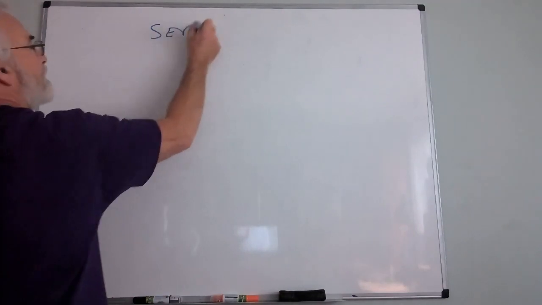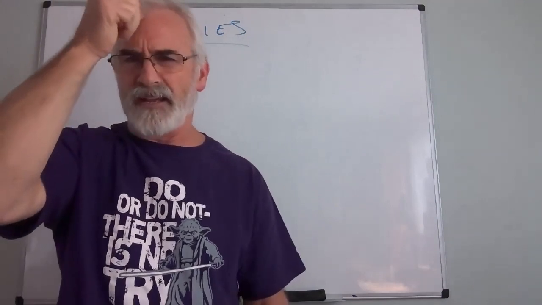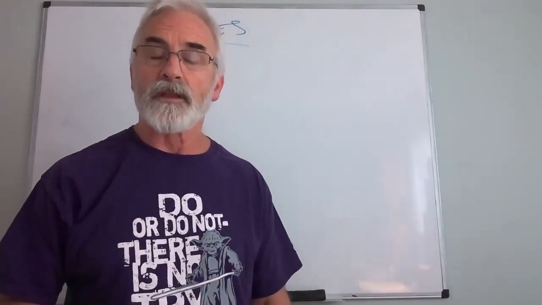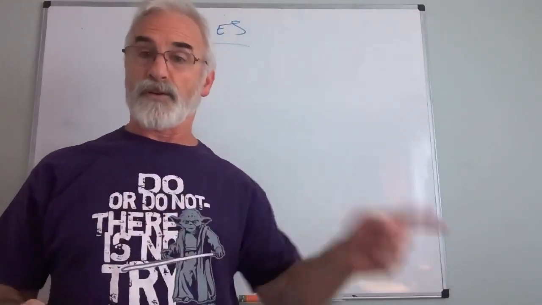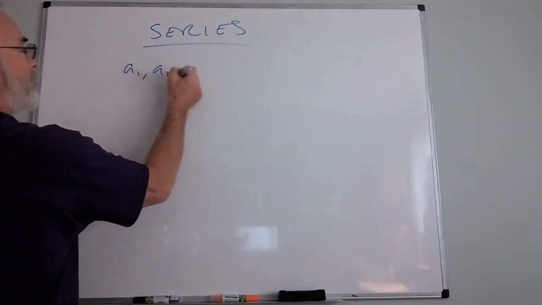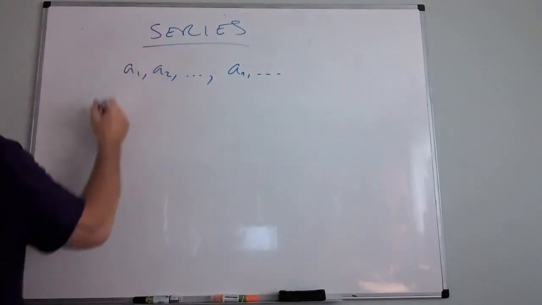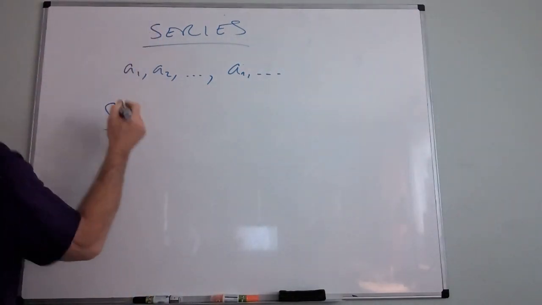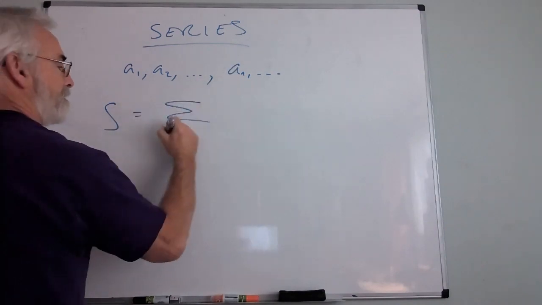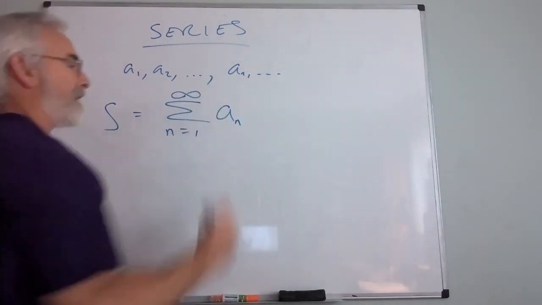Now we have the term series. Now, what is a series? Well, usually it goes hand in hand with a sequence. If a sequence was the ordered list of numbers, a series is the sum of that ordered list of numbers. So if my sequence was A1, A2, dot, dot, dot, AN, dot, dot, dot, forever and ever and ever, then the series would be, and we usually write it as big S, the sum, I'll use n, n equal 1 to infinity of AN.